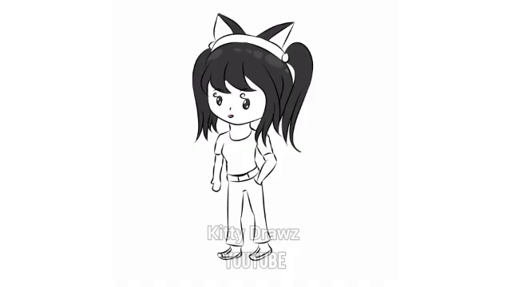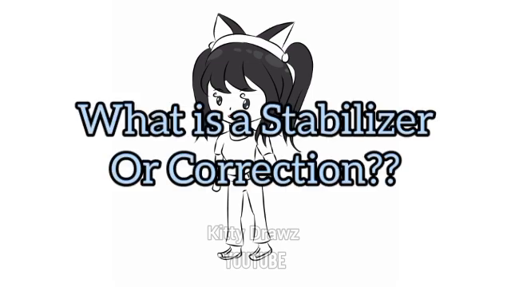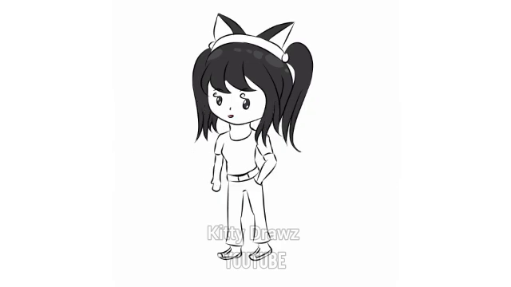Now, if you are a beginner digital artist, then you might not know what a stabilizer is. So, the stabilizer or correction is an option in digital art programs which helps you to smooth your line art. Yes, it helps our line art look smoother.